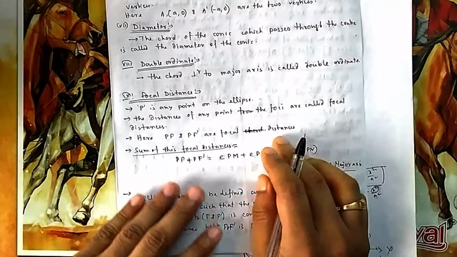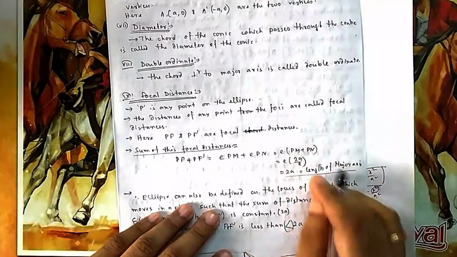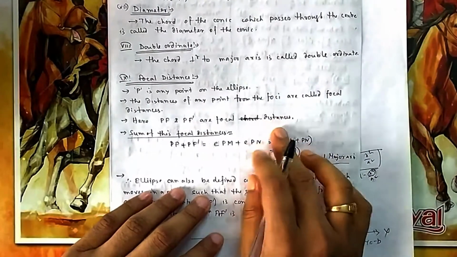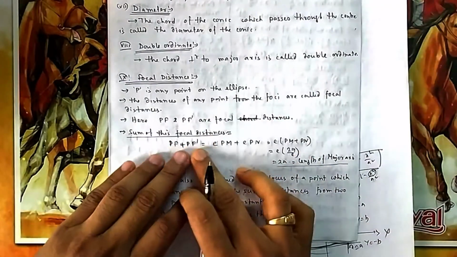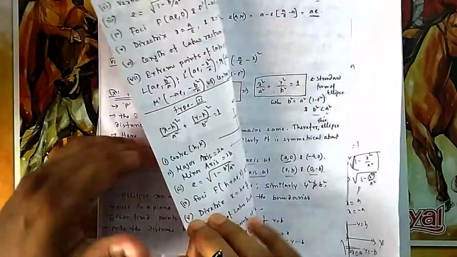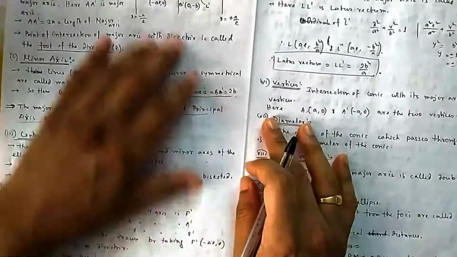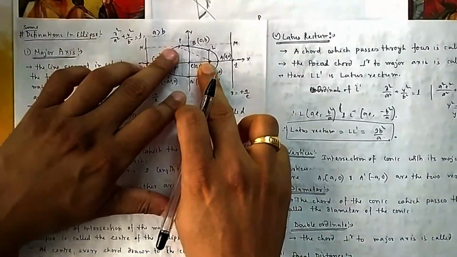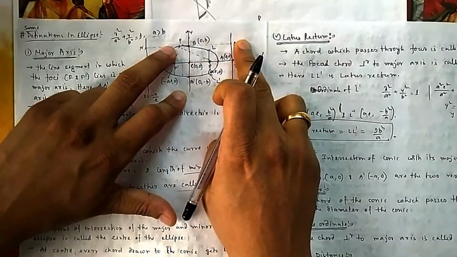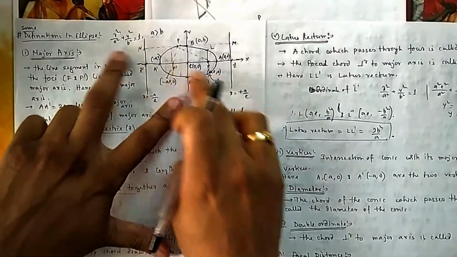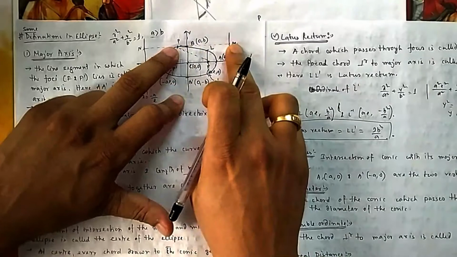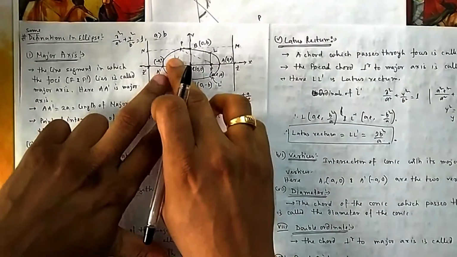Currently, please correct it in your notes. I have already uploaded it. You do this modification. So the sum of these focal distances, if you add these two. Now if you add these two, I have drawn it here. What is PF? Because this by this is equal to e, this by this is equal to e. So instead of PF, you can write e into PM. Instead of PF dash, you can write e into PM.